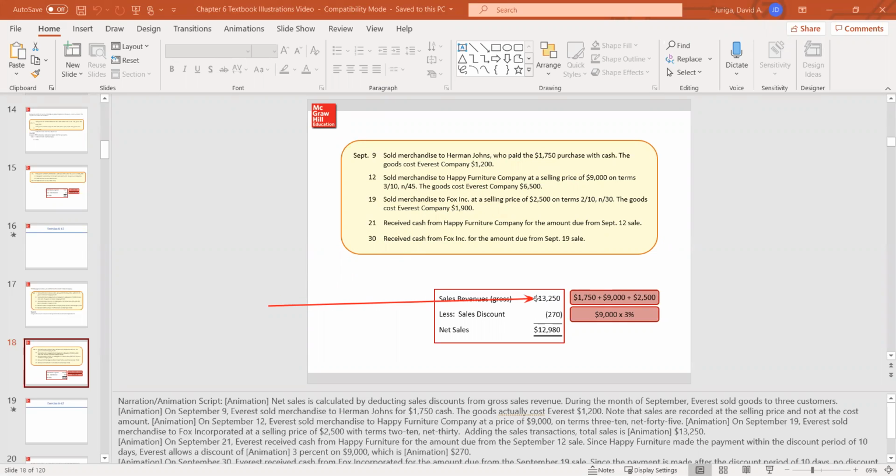And then on the discounts, the only discount in this case is to the Fox. They don't pay us until the 30th. So that's after the 10 days, so they don't get the discount. But it looks like Happy Furniture, which we sold to on the 12th, pays us by the 21st. So the Happy group will get the discount off that 9,000. So 3% off that would be 270. So if you net that, our net revenue would be 12,980.